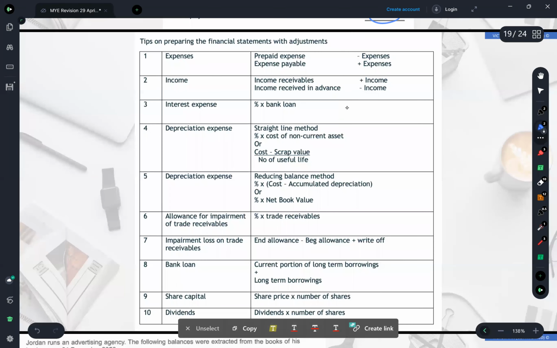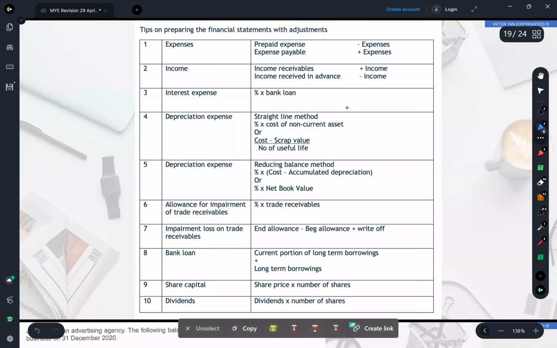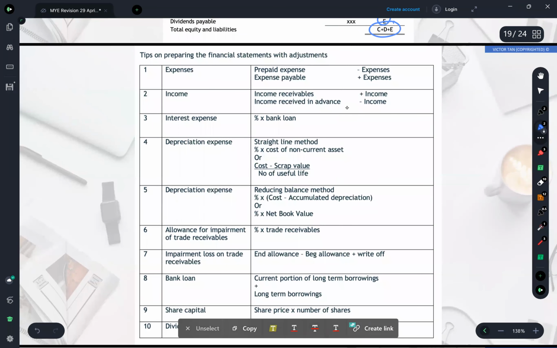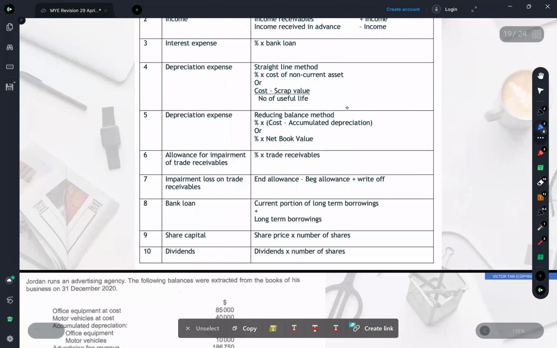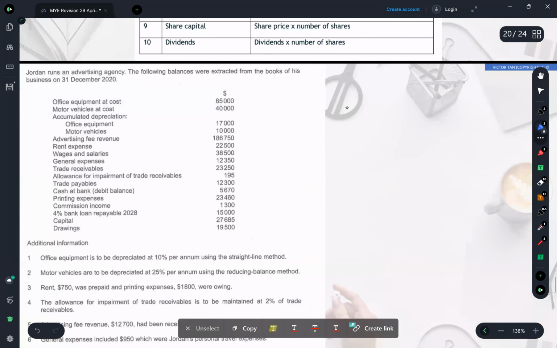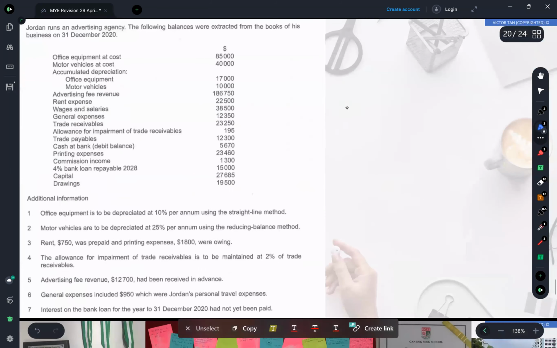So there's this one page that I'll be printing and I'll give it to all my students on how to prepare all the adjustments. Okay. So these are all the different adjustments that are required. So I'm going to do it together with you to solve all this. Okay, I repeat, this is a 20-mark question.